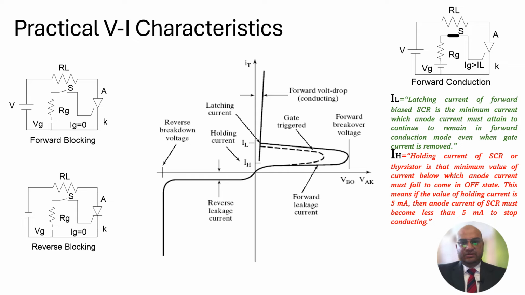And this means that if the device wants to go into the on state, it should cross the value of latching current. The latching current is defined as the minimum current which the anode current of a forward biased SCR must attain to remain in forward conduction mode even when the gate current is removed. So these 2 points are important, and we can always observe that latching current is almost 2 to 3 times higher than the holding current for practical SCRs.